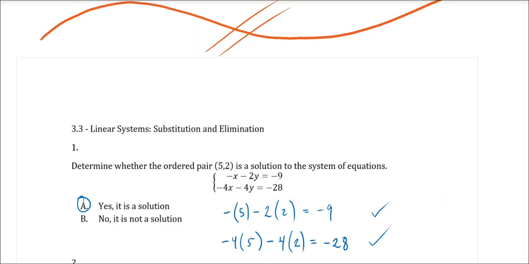These are guided notes number 15 in the series on section 3.3, Linear Systems by Substitution and Elimination. The first thing we want to recall is, what do we mean by an ordered pair being a solution to a system of equations?